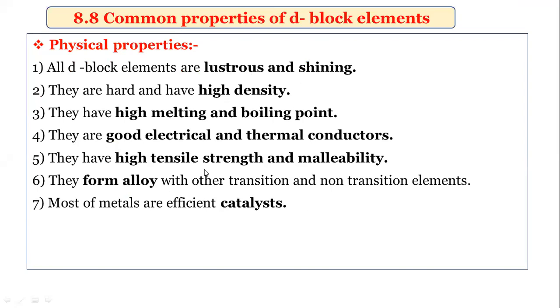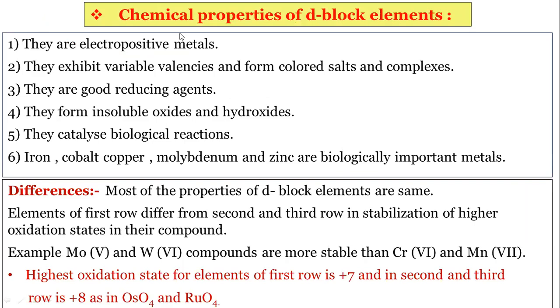So these are some physical properties of the D block elements, and these are not asked for the examination, remember. Then the chemical properties are also given. They are electropositive metals. Actually, they have properties in between S block and P block. S block elements are electropositive, then P block elements are electronegative. So they have intermediate properties of S block and P block elements, remember. They exhibit variable valencies and oxidation states.